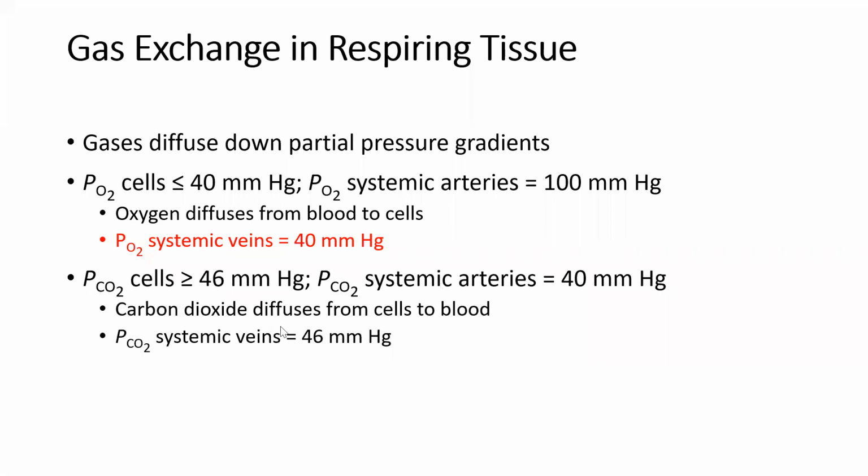And so if we think about, again, our systemic veins, it's going to be the highest recorded reading of our partial pressure of CO2 because this blood in our systemic veins has all of that CO2 that's being collected from all of our respiring tissues. Okay.